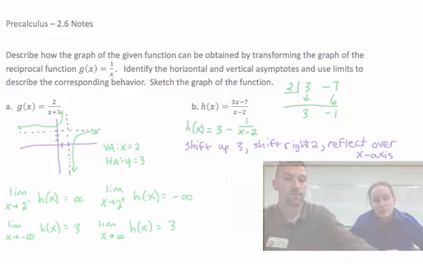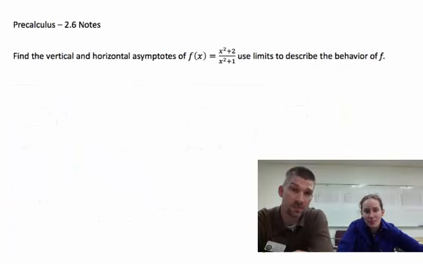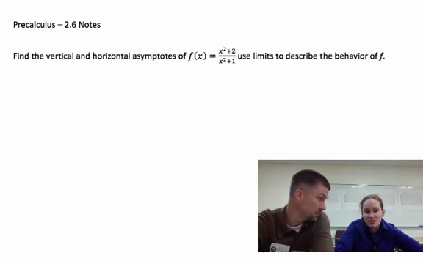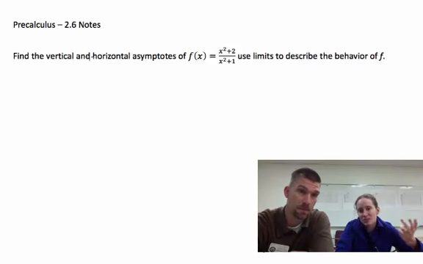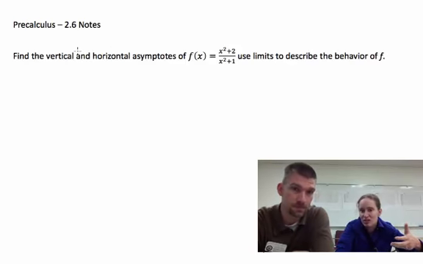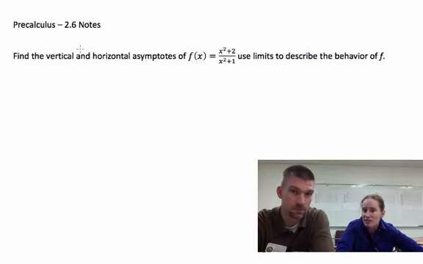More vertical and horizontal asymptotes, but oh my, this problem. It doesn't look that bad. Well, it's got squareds instead of regular x's. So this is going to be a little different. This may or may not actually look like our parent graph of 1 over x because of the x squareds. We'll just have to find out.